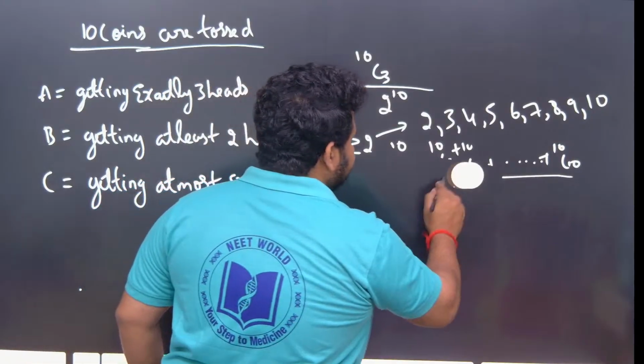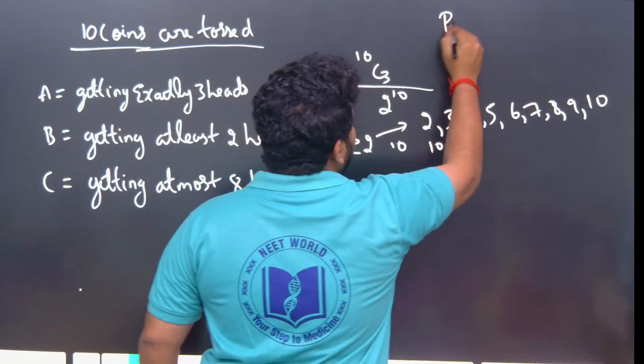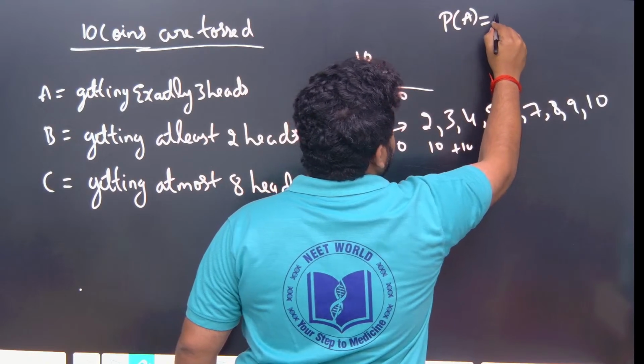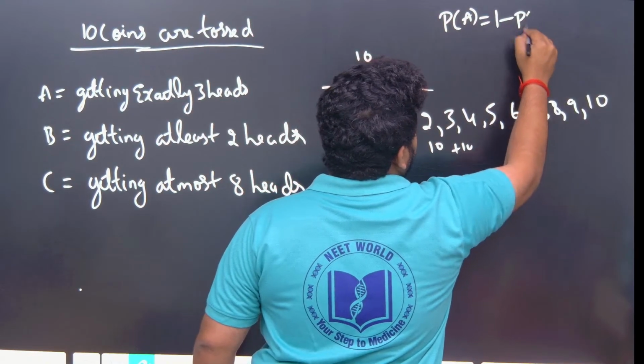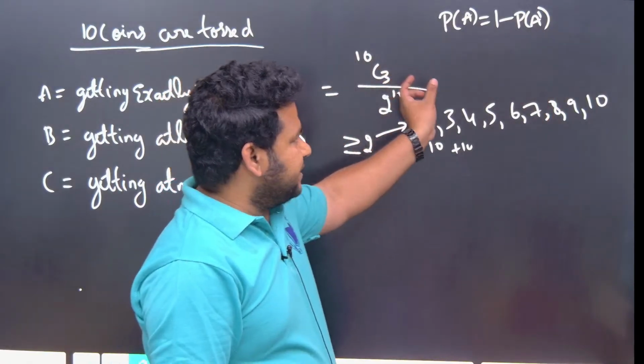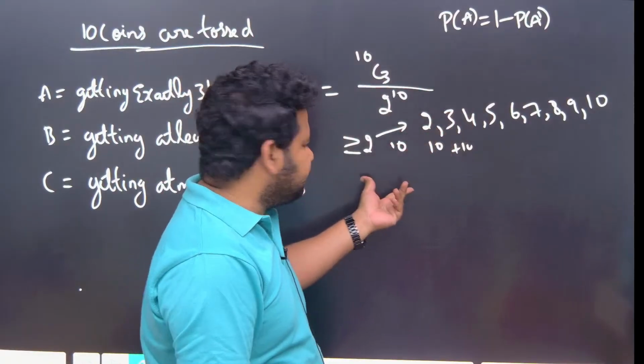complement. I told you yesterday, if the probability of an event is given like this, it can be written as 1 minus probability of A complement. That is, probability of event A happening is equal to 1 minus probability of event A not happening. So here we will use the same thing.